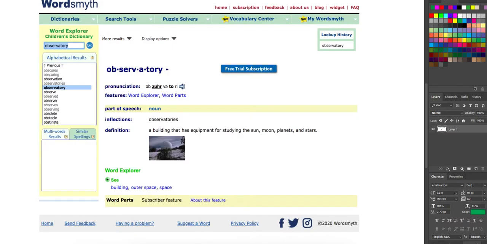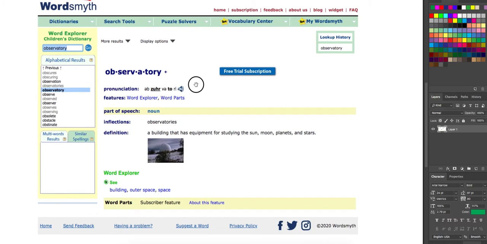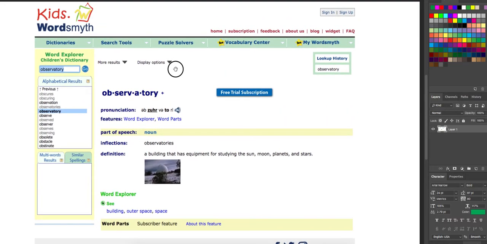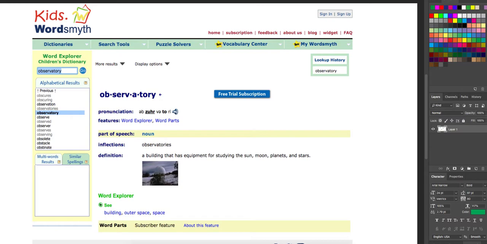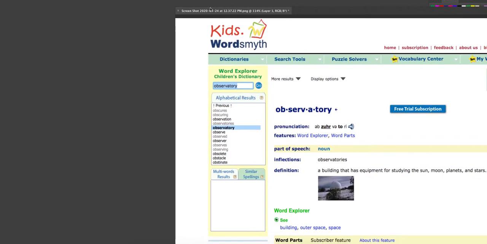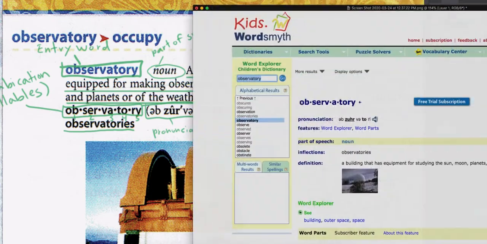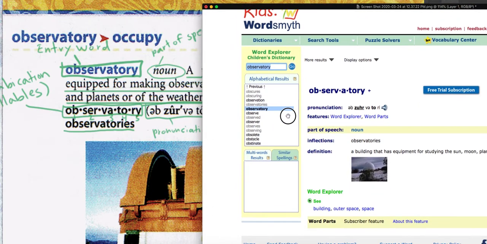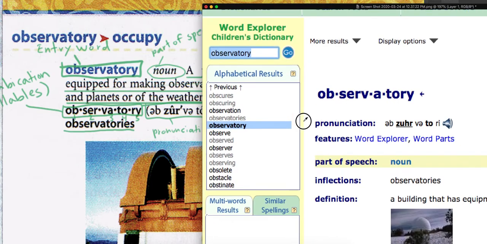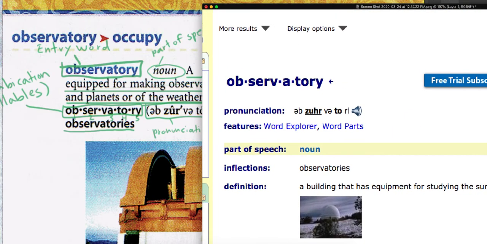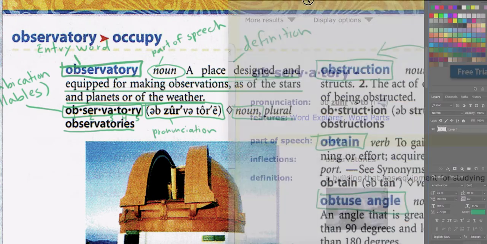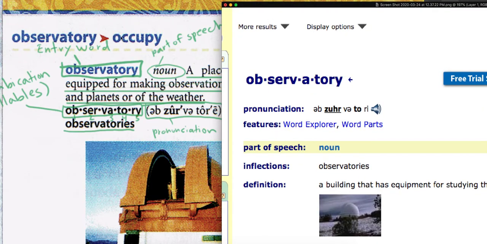I also want to show you this. Here's a website that I'm going to have you guys use in a later lesson. This is from Kids Wordsmith. It's a kids dictionary website. As you can see here, a lot of the things that we see in the website here, we also see in our dictionary.